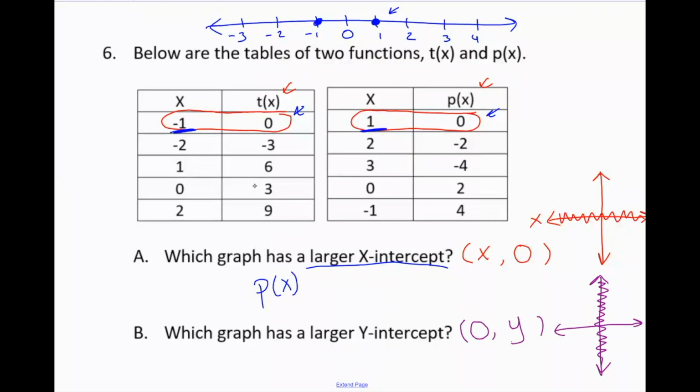So I'm going to go in, I'm going to look at t of x, which one has an x value of 0. All right, we've got (0, 3). Now I'm going to go to p of x, and I'm going to look at which one has a 0. We've got a 0 right over here. All right, so I know their zeros are the same, so I'm not looking at their zeros, I'm looking at their y values. Which one is larger? So if I were to graph 3 on the number line and 2, 3 is higher up, so I know my answer is going to be t of x.